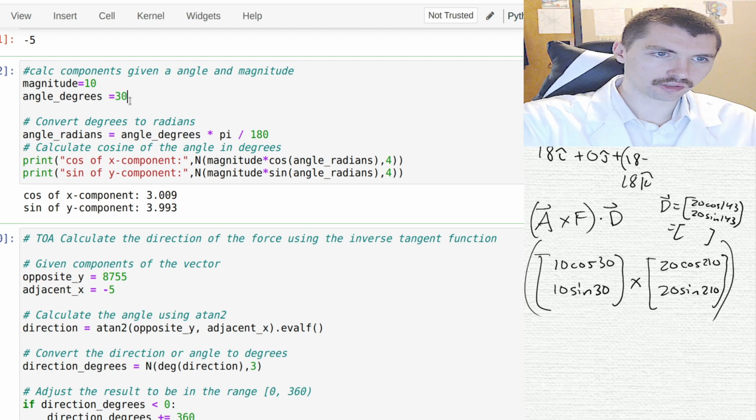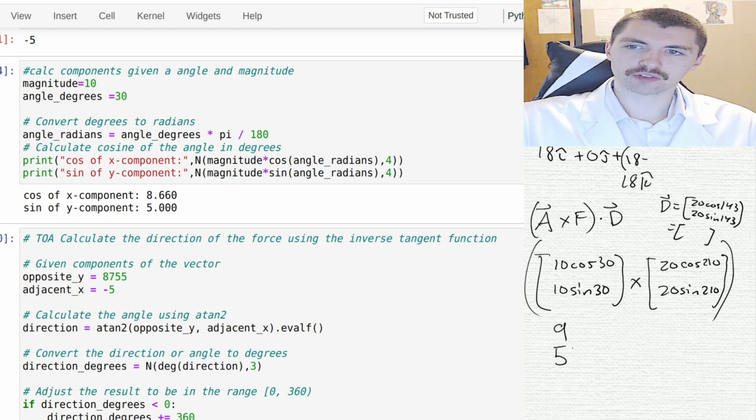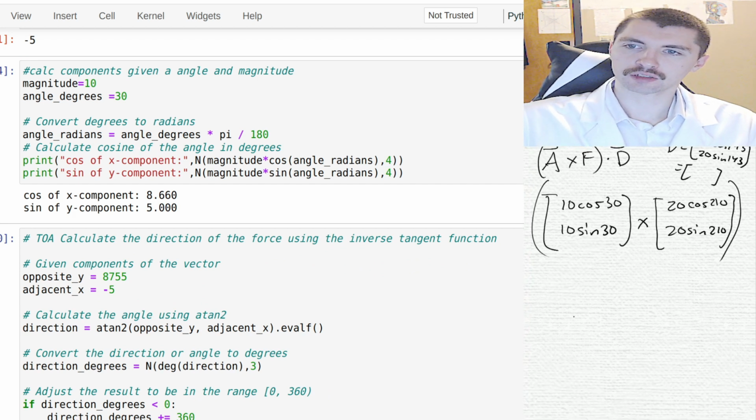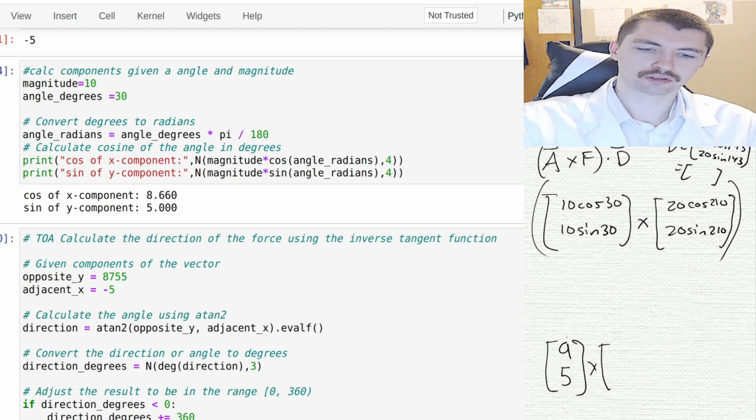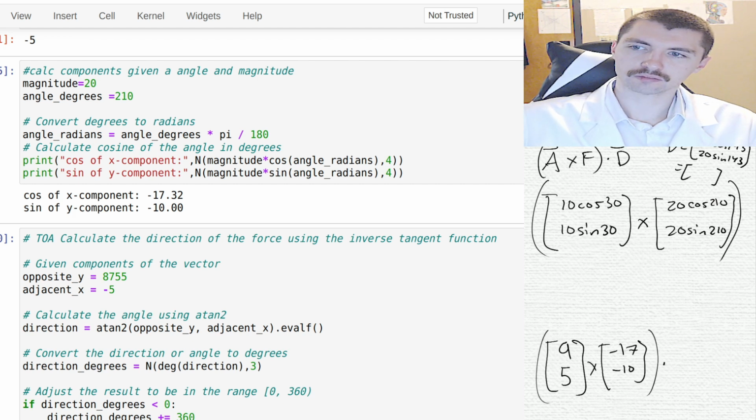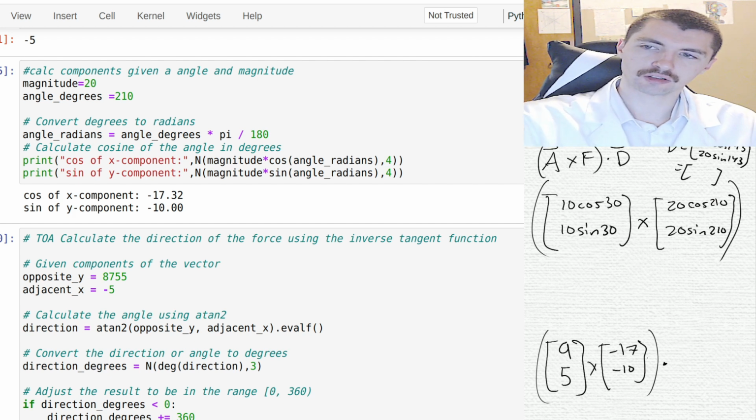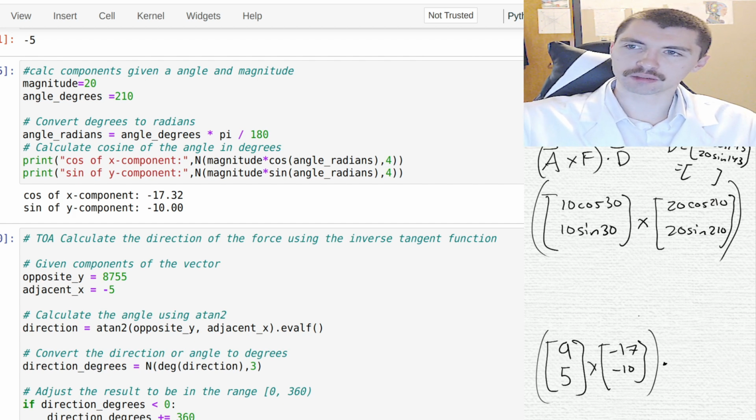Ten cosine 30. So 9, 5. Cross. Let me give myself some more room. 9, 5 cross 20 to 10, which is negative 17, negative 10. Dot. So this final answer is going to be a number. We want 20, 143. So this is negative 16, 12.